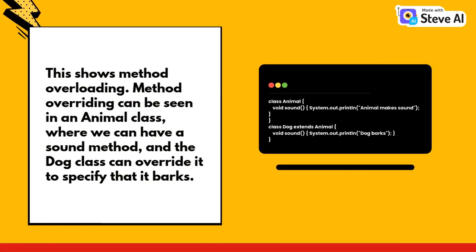This shows method overloading. Method overriding can be seen in an animal class, where we can have a sound method, and the dog class can override it to specify that it barks.